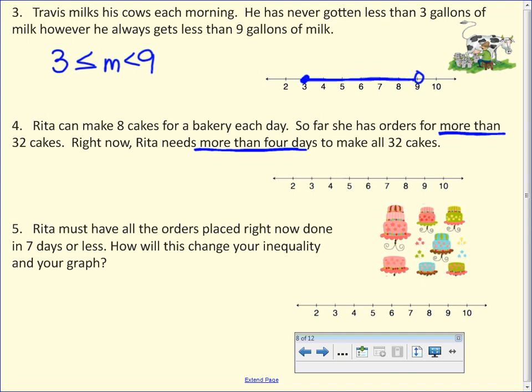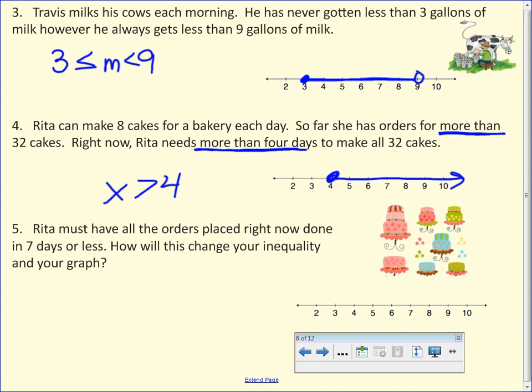So she needs more than 4 days. Because to make 8 a day, if she has more than 32, you can figure out we're looking at how many days does she need. So she has more than 32 cakes, and she could only do 8 a day. 32 divided by 8 is 4. So she needs more than 4 days. Okay, so X is the number of days, and she needs more than 4 days to finish. Because if she does 8 a day to get to 32.